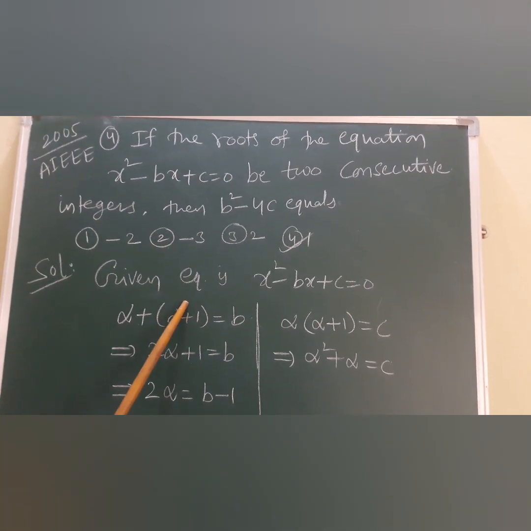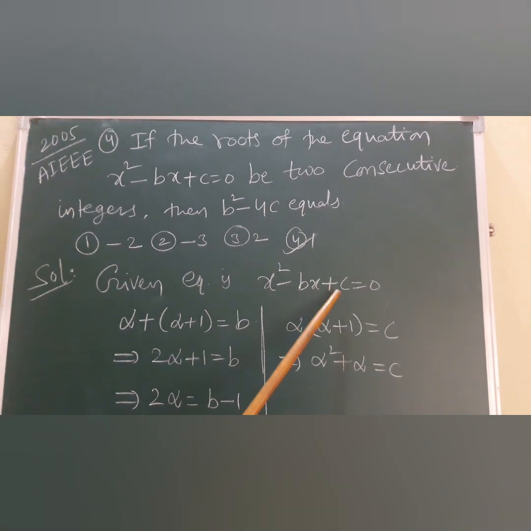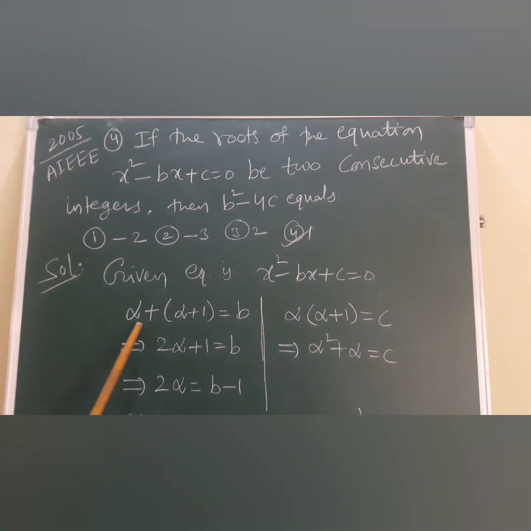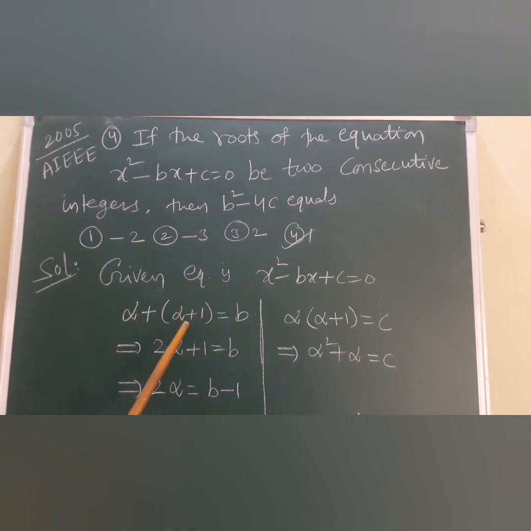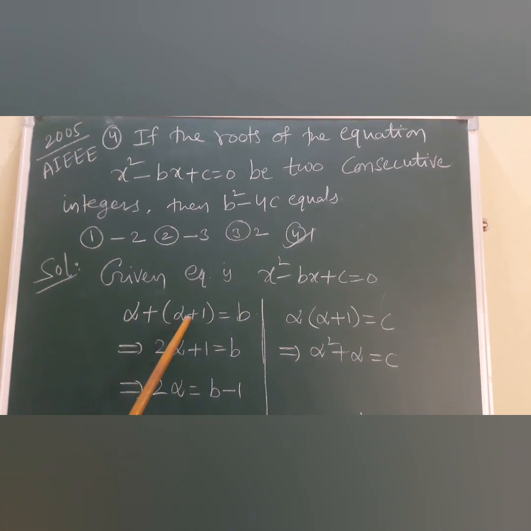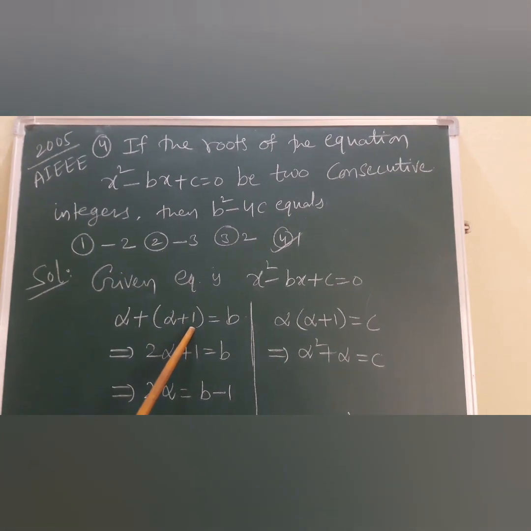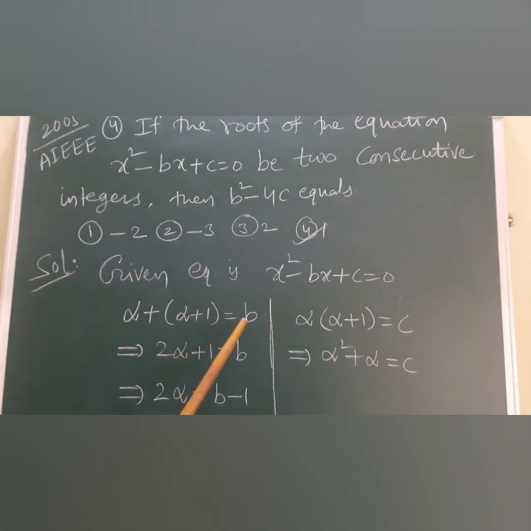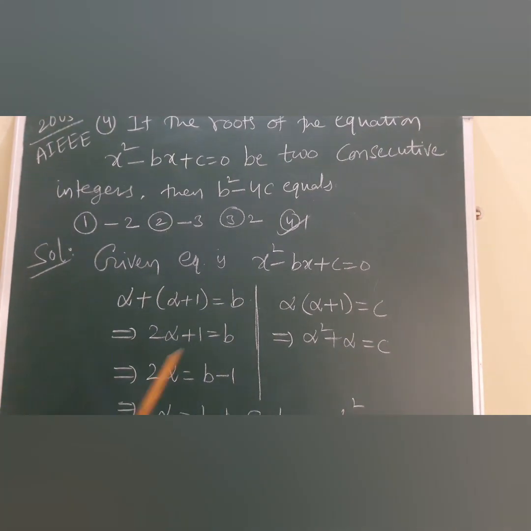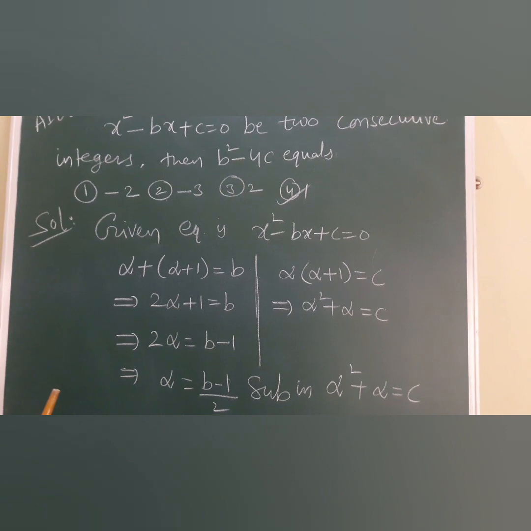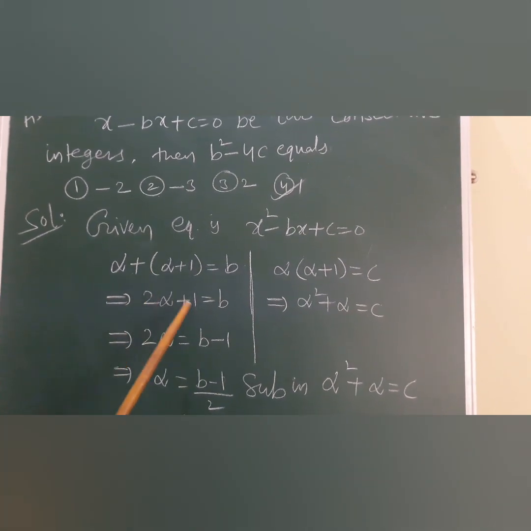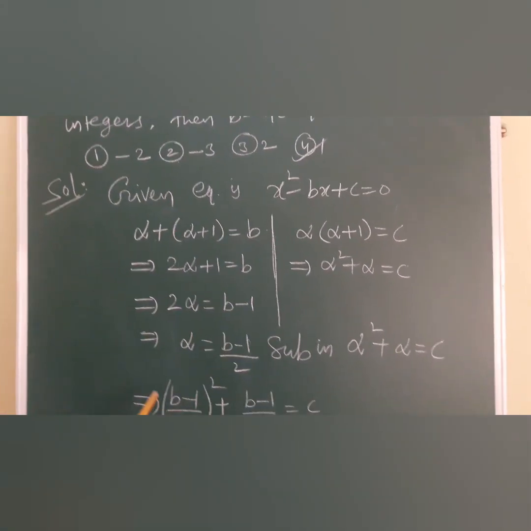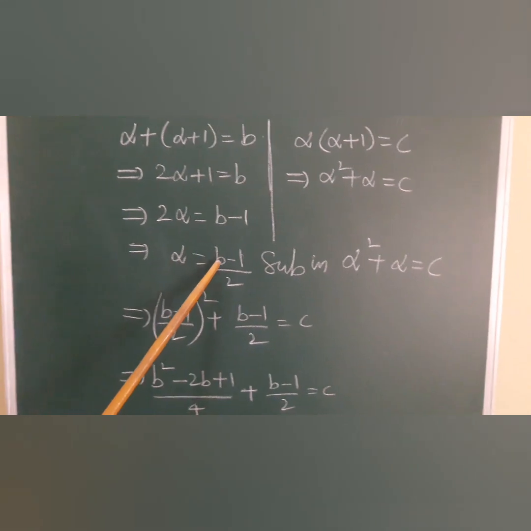Now the given equation is x square minus bx plus c is equal to 0. Let us see the sum of the roots, alpha plus beta. Beta can be taken as alpha plus 1 because they are consecutive integers. So we can take alpha plus alpha plus 1 is equal to b, from the given equation, sum of the roots. 2 alpha plus 1 is equal to b. 2 alpha is equal to b minus 1. Alpha is equal to (b minus 1) by 2.